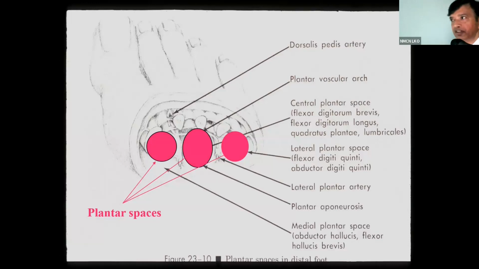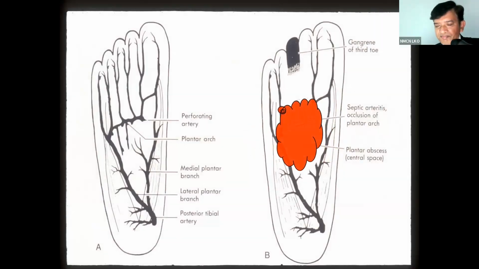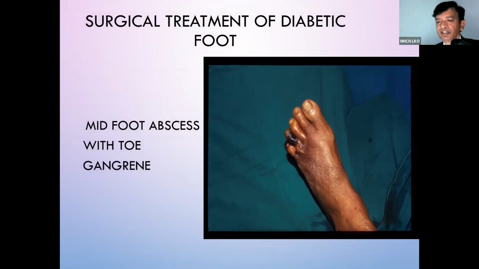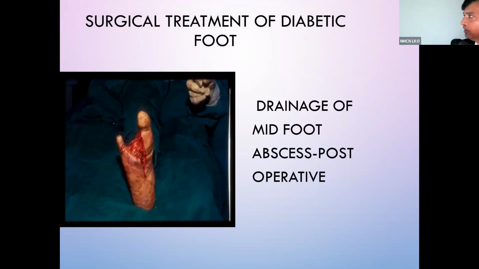And Dr. Kari will tell you how to explore the foot. So to explore and open these spaces, knowledge of these foot spaces is very important. So you see, if there is pressure, it leads to necrosis. And these are the practical examples. So during the surgery, you have to explore the entire space. Unless you explore this space, you are not going to heal these ulcers.